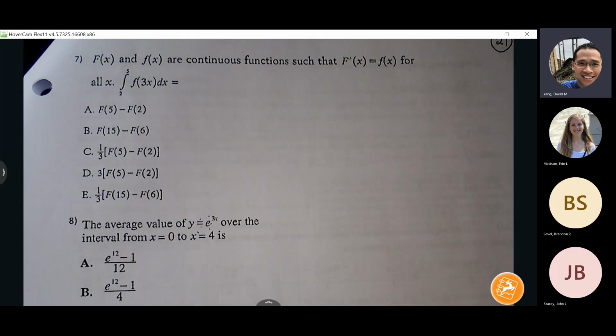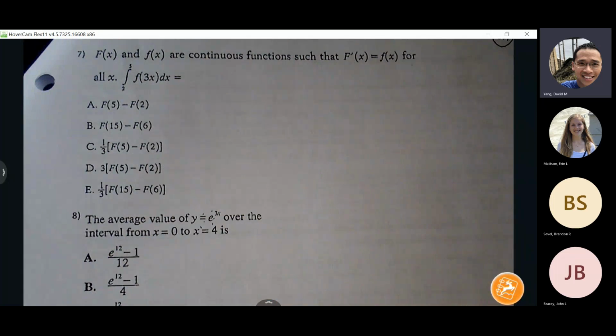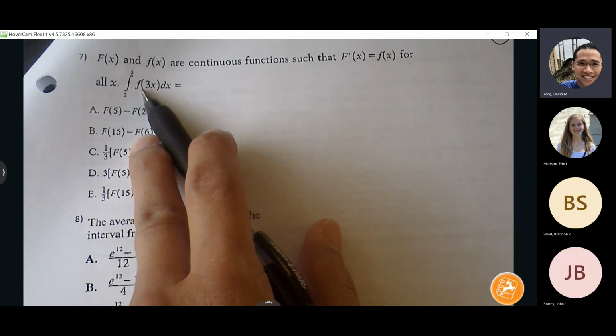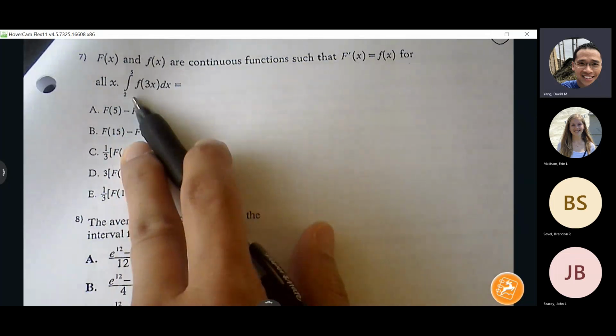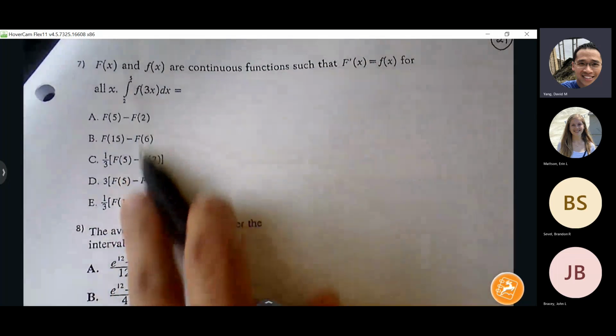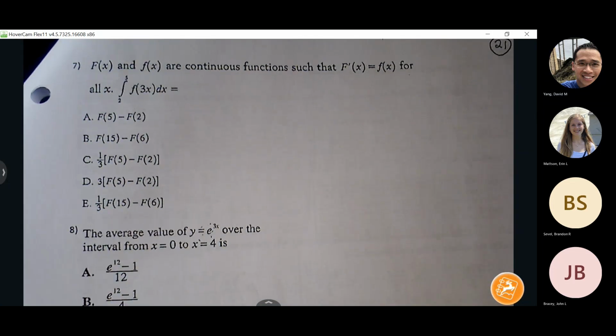Okay, number 7. Uppercase F and lowercase f are continuous functions such that F prime equals f of x for all x. Definite integral from 2 to 5 of f of 3x equals. So we don't have enough information for us to use the power rule and all that, but we can go through substitution, and we do know that lowercase f through its antiderivative will turn into uppercase F, and all we have to do is match it up with the correct antiderivative in terms of uppercase F.